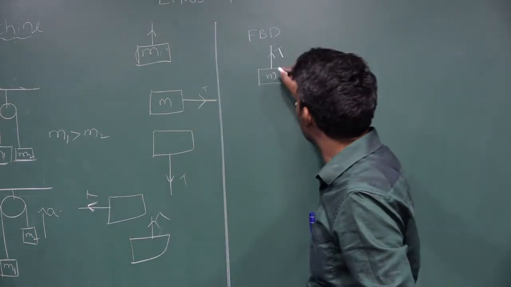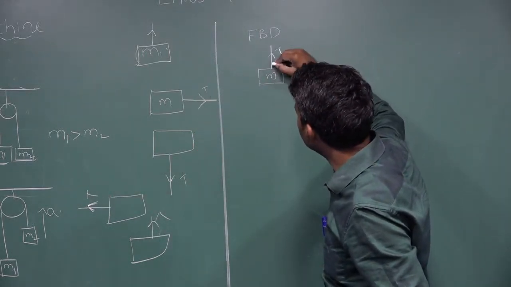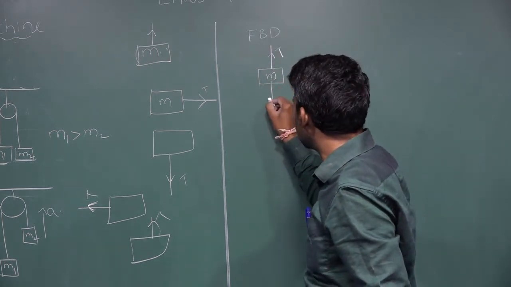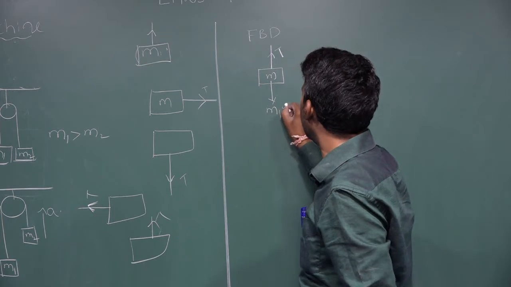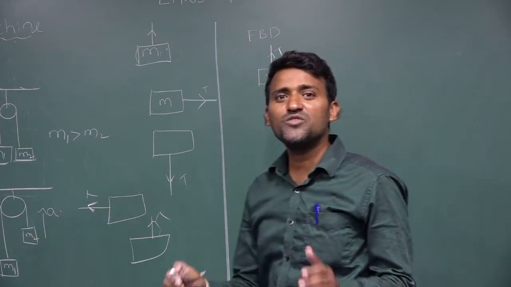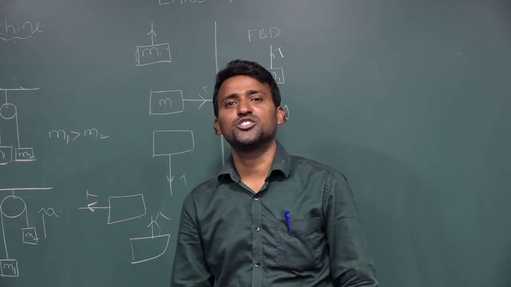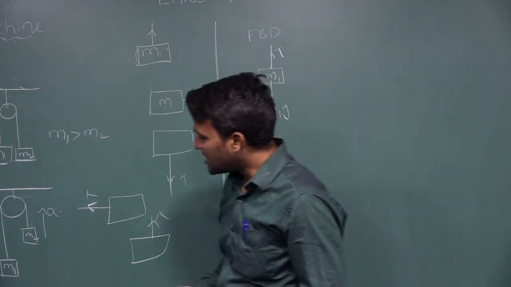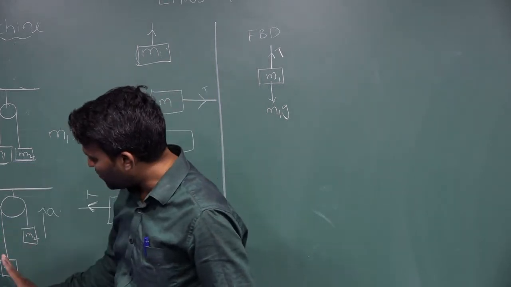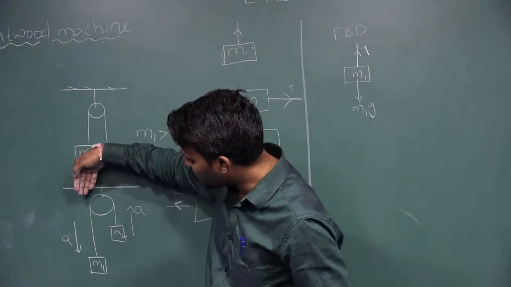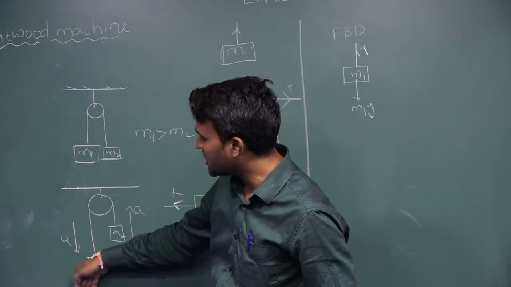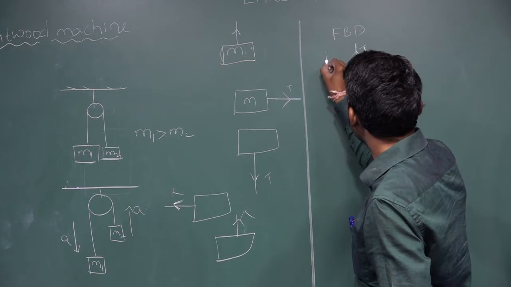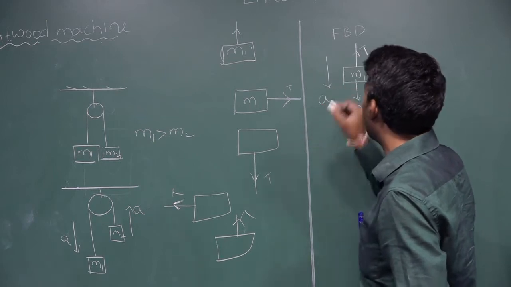See here, the object is here, and the tensional force is in the upward direction. The weight of the object acts in the downward direction, towards the center of the earth. Is the object moving downward or upward? It is moving downward. If it is moving downward, the acceleration of the block is downward. I am writing that the acceleration of the block is in the downward direction.